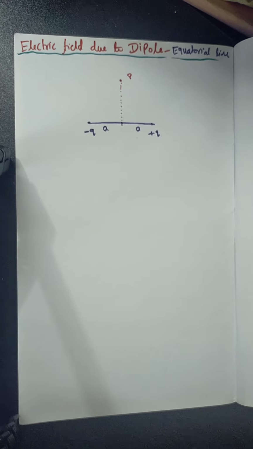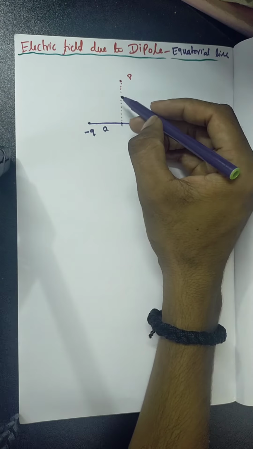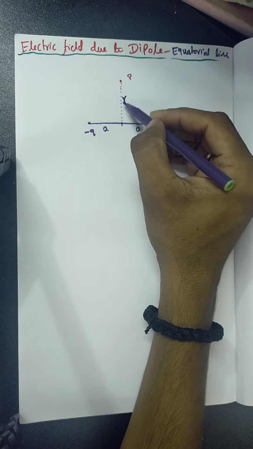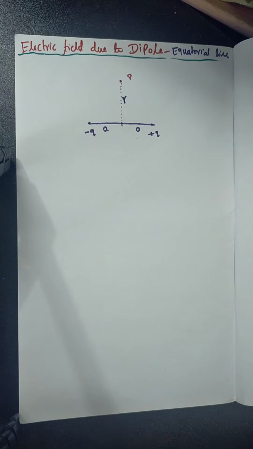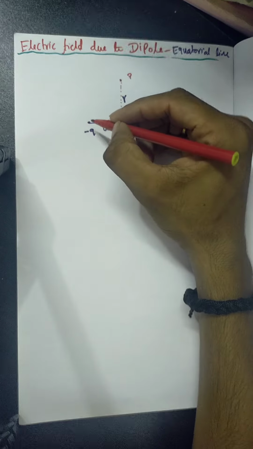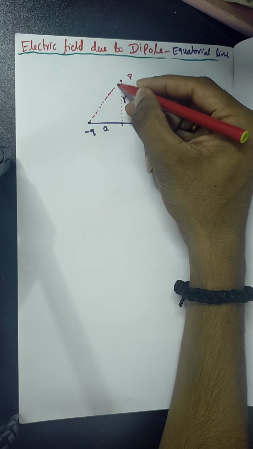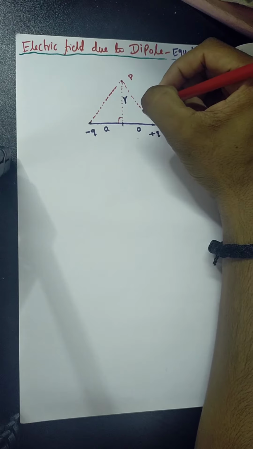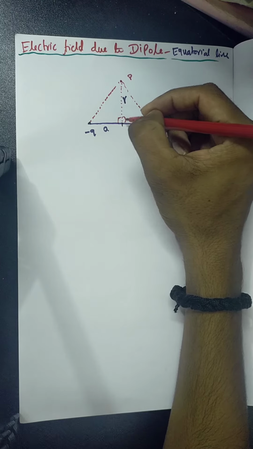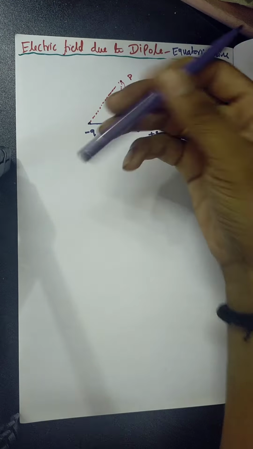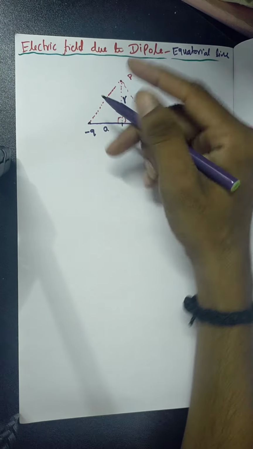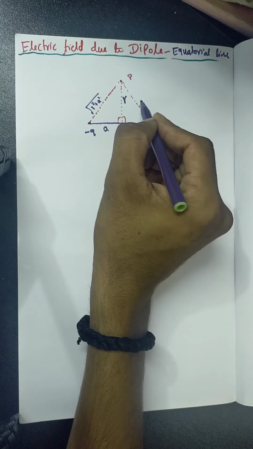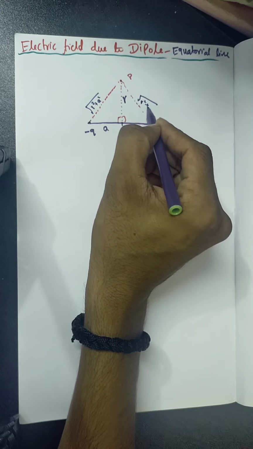Now, I want to find the electric field at a distance r from the middle of the dipole. So this distance is r. Now you can use the Pythagoras theorem. This is 90 degrees, and here also the same. This distance is a. So this is the square root of r square plus a square, and here also the square root of r square plus a square.